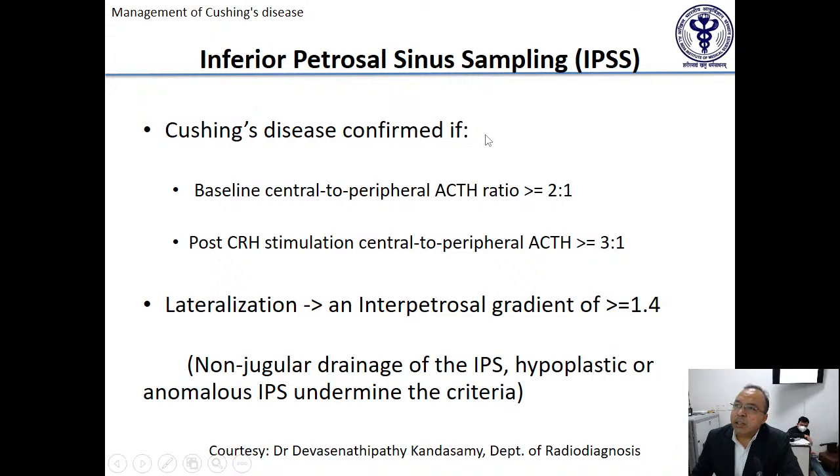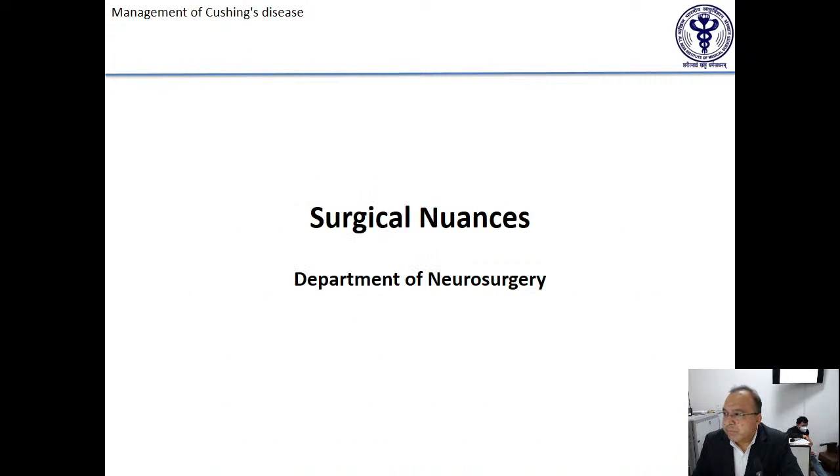The Cushing disease is confirmed when the central to peripheral ACTH ratio is more than 2 at the baseline evaluation or more than 3 following CRH stimulation. An interpetrosal gradient of more than 1.4 helps in lateralization of the Cushing disease, but one should be careful about hypoplastic or anomalous drainage of the inferior petrosal vein, when these values may be incorrect.